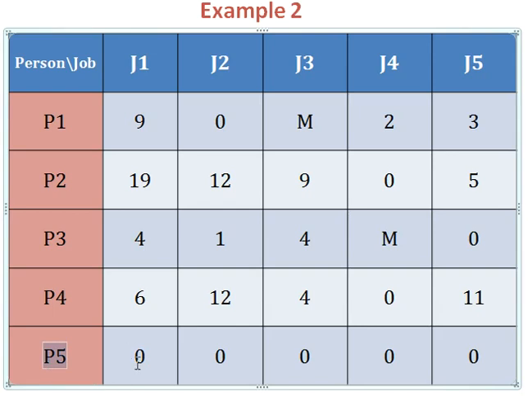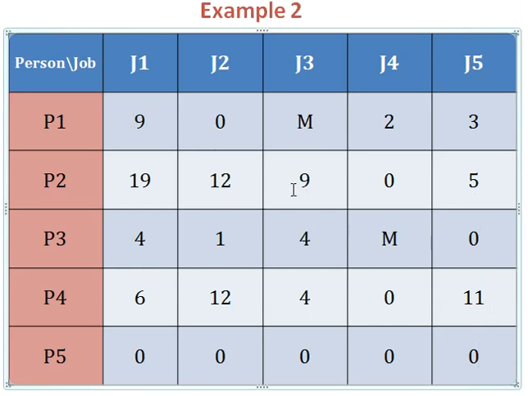Here the minimum value we have is 0, and when we reduce 0 from each element it will be 0. So no change in this row. So we have this reduced table 1. This is the reduced cost table by row minima.